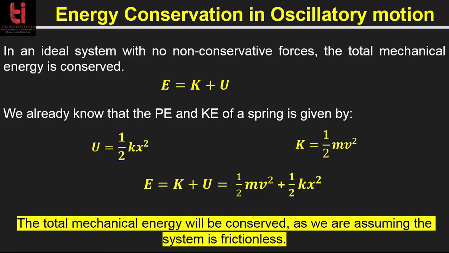Then you can say that E, which is the total energy, is equal to the kinetic energy plus the potential energy, and that is equal to K plus U, and that will be equal to half mv square plus half kx square. That means the total mechanical energy will be conserved, as we are assuming the system is frictionless.